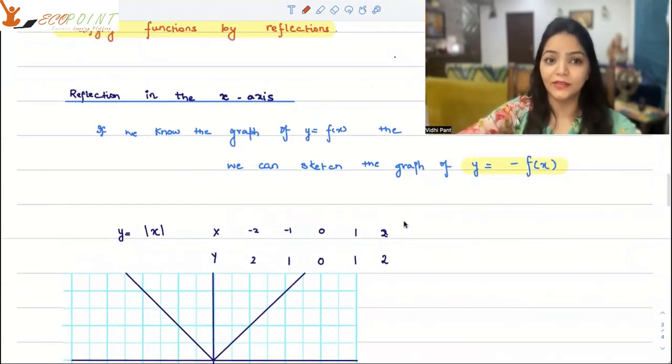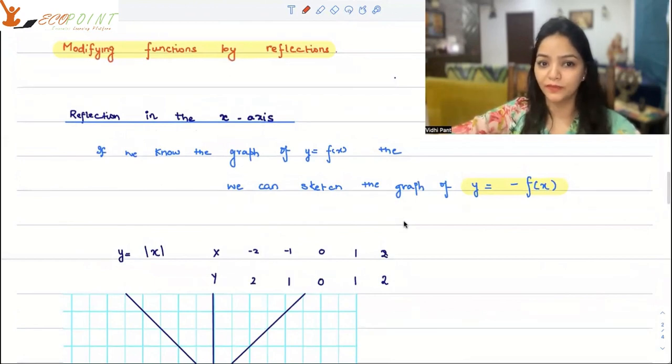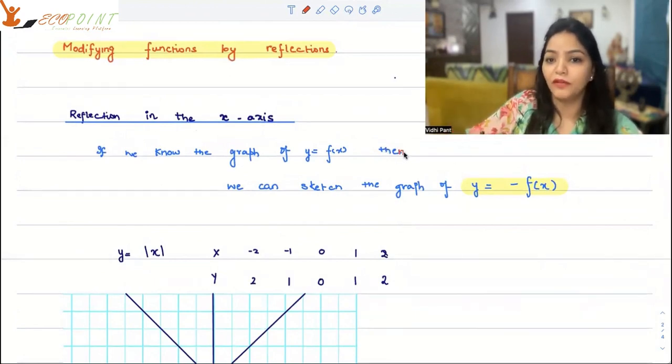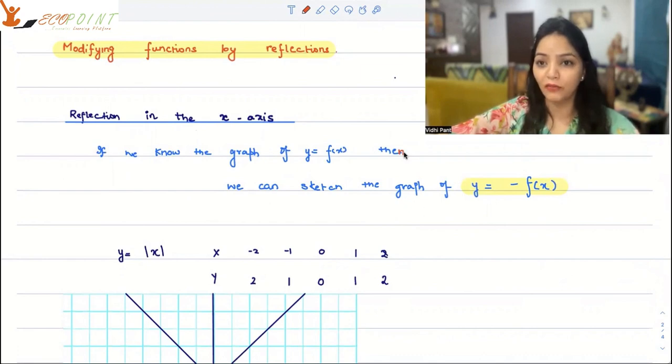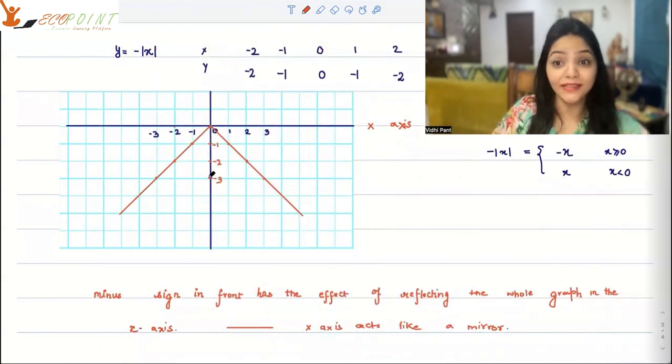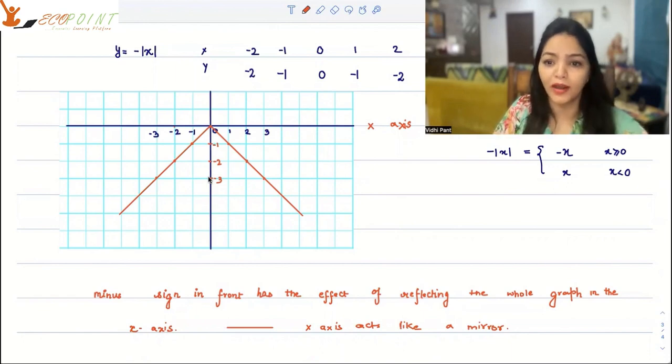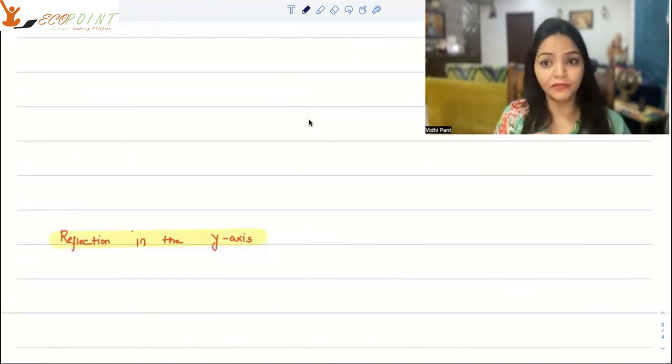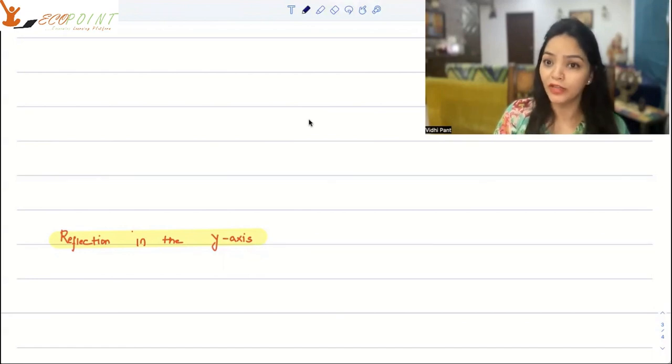And what is the mirror? The x-axis. So if we know the graph of y equals to f(x), then we can sketch the graph of y equals to minus of f(x), and this graph will work like a mirror image of f(x). The minus sign in the front has the effect of reflecting the whole graph in the x-axis. Just like x-axis is a mirror, and you get a graph which is an absolute mirror image of f(x). Just like we can find reflection in the x-axis, we can also find reflection in the y-axis. Now, how will that be possible?